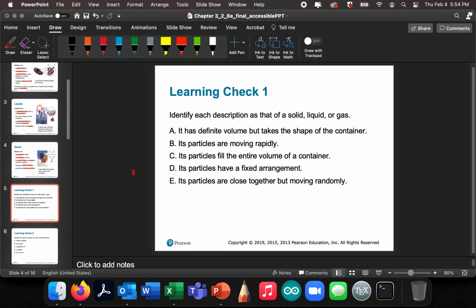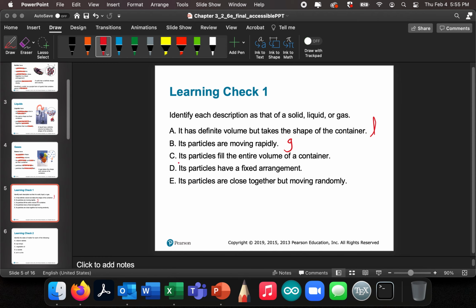Okay, so let's do a learning check here real quickly. Pause the video, look at these questions, and then unpause it and look at my answers. Okay, hopefully you paused it. Identify each as a solid, liquid, or gas. It has a definite volume, but it takes the shape of the container. Aha, liquid. Its particles are moving rapidly. Okay, let's call that a gas.